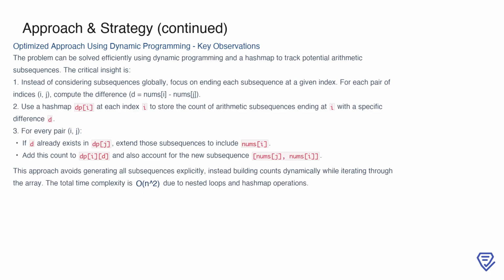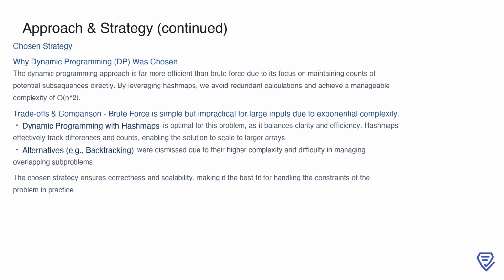We update dp[i][d] by adding this count and include the new subsequence formed by nums[j] and nums[i]. This approach avoids explicitly generating all subsequences, instead building the counts dynamically as we iterate. The overall time complexity is reduced to n squared, thanks to the nested loops and efficient hash map operations, making it a practical solution for the problem. Dynamic programming was chosen for this problem because it provides a significant efficiency advantage over brute force.